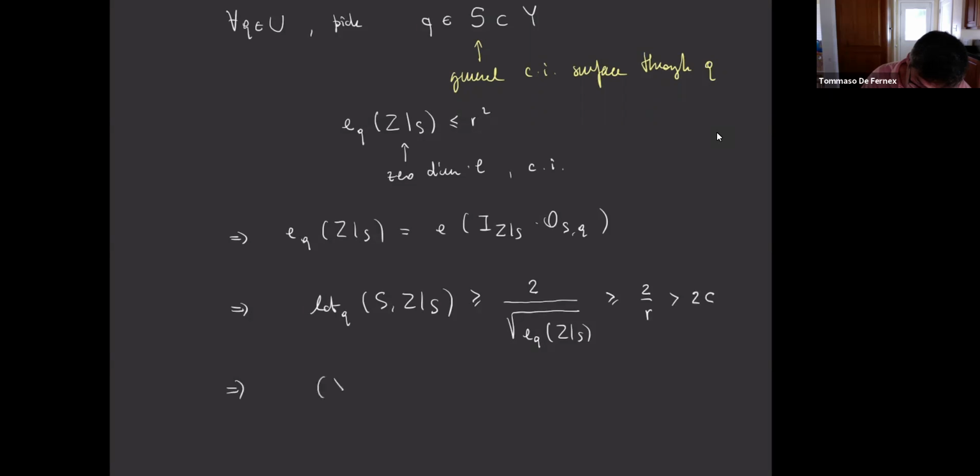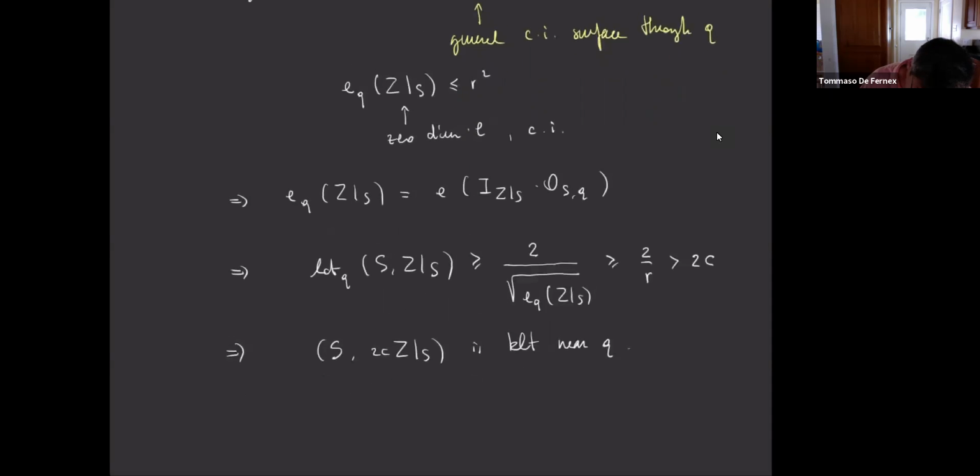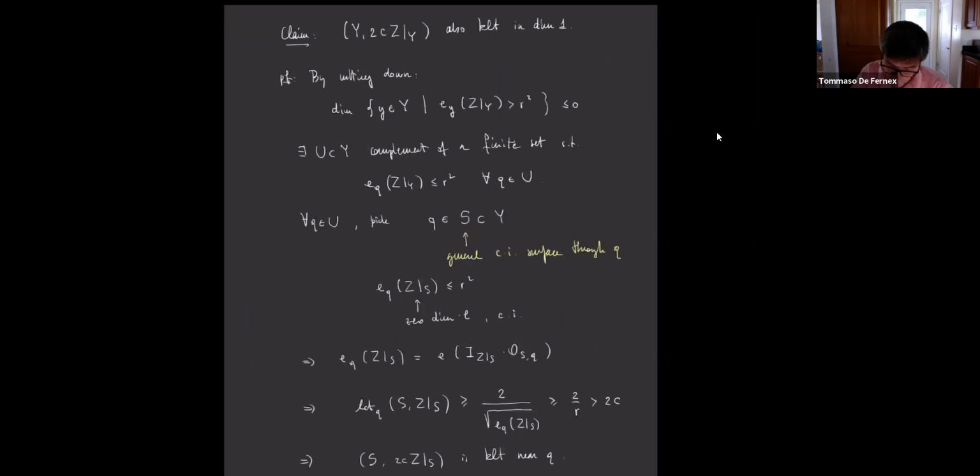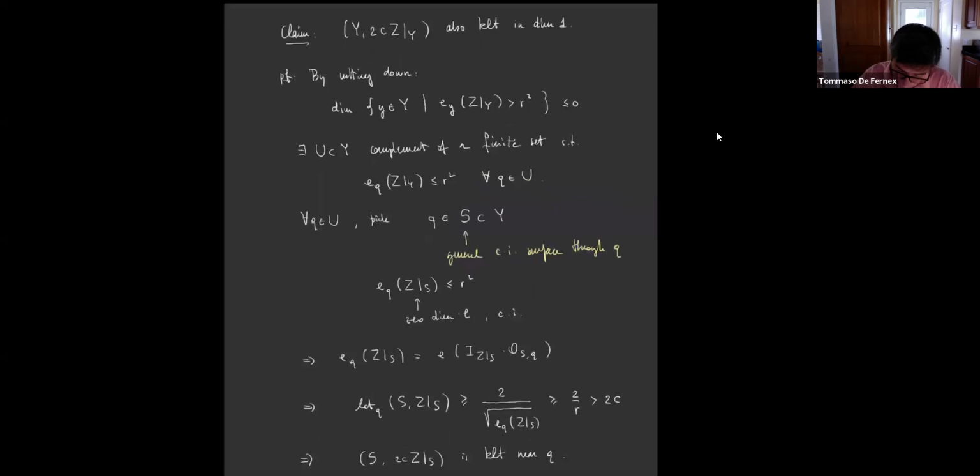So this implies that the pair S, 2C0 to S, is KLT near Q. And now by adjunction, in fact, this implies the pair Y, 2C0 to Y, is KLT near Q. So this proved the claim. I also proved that this pair is KLT at every point Q in U, and U is a complement of a finite set. So this means that it's KLT in dimension 1. Another way of saying this is that the multiplier ideal defined by this pair is zero dimensional.